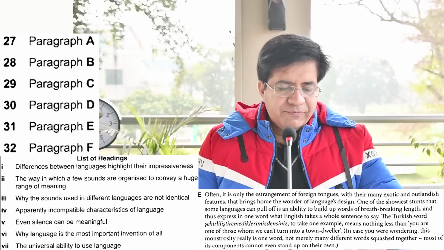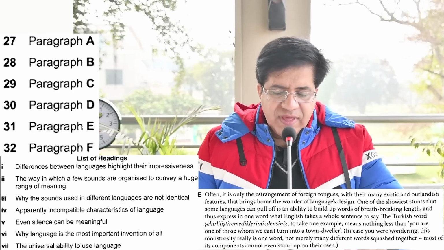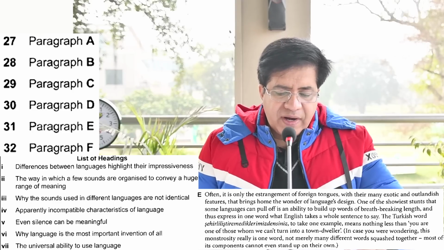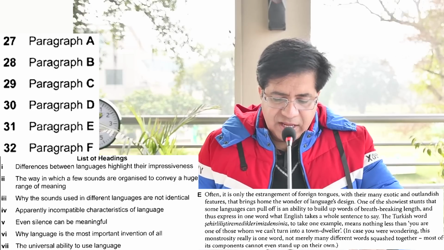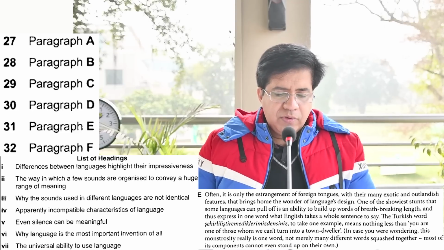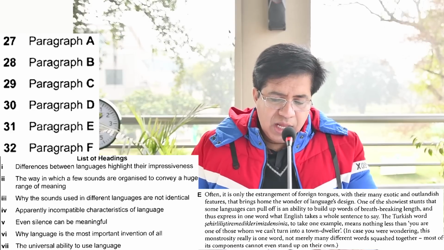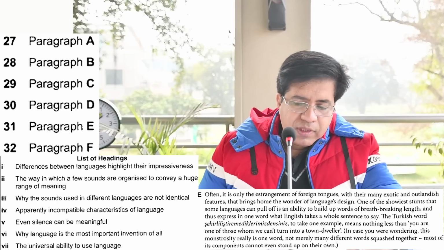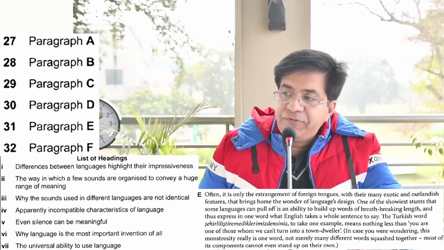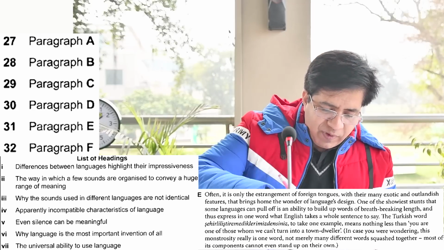So, paragraph E, first sentence: often it is only the estrangement of foreign tongues with their many exotic and outlandish features that brings home the wonder of language design. And then they give the example of the Turkish language and all that. So, heading number 1: differences between languages highlight their impressiveness. Where do they mention differences between languages? Estrangement of foreign tongues. Estrangement means difference in foreign languages. Now cross 1 as well.